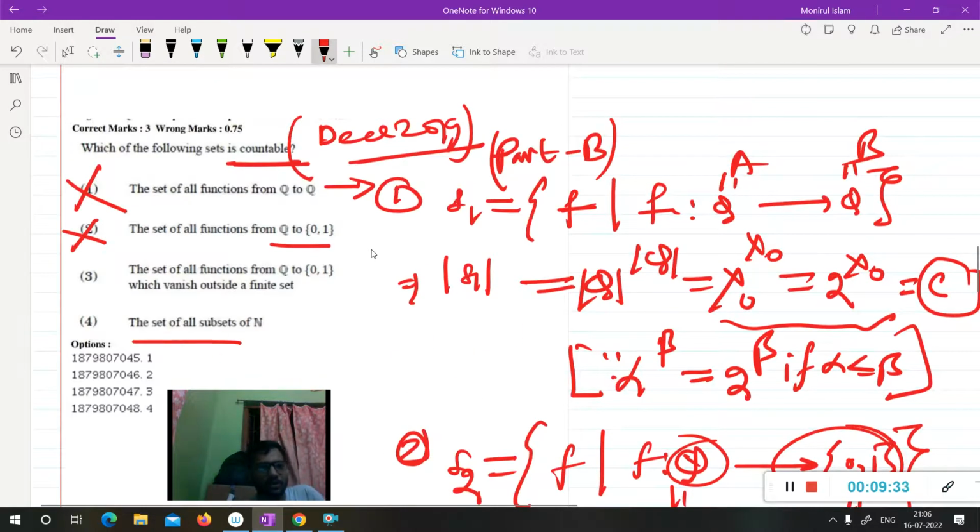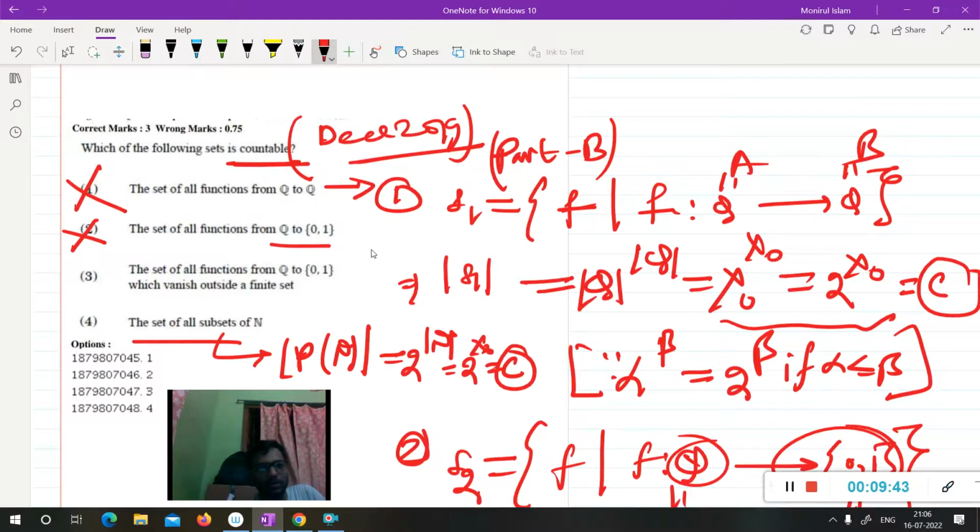Now the set of functions, I have just proved this in the previous question. The power set of N has cardinality 2 power n, and 2 power alpha naught is continuum. Continuum is uncountable, so this set is uncountable. So its cardinality is continuum, so it is an uncountable set, so it is incorrect. So option 3 is right.